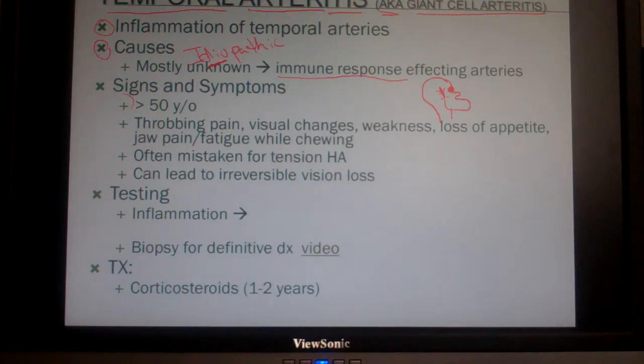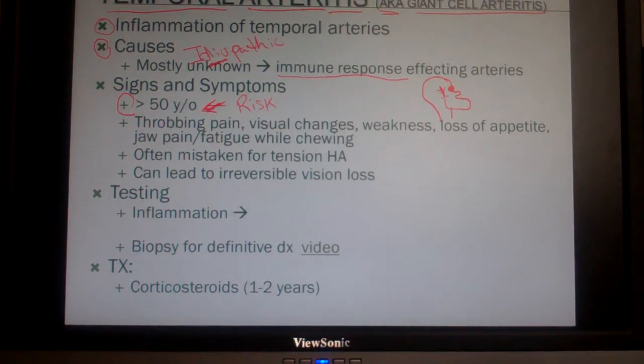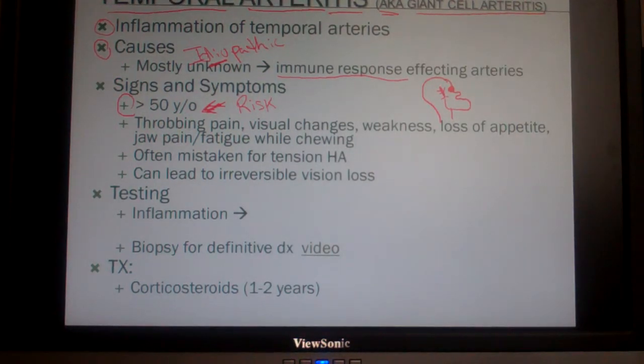Well, let's look at signs and symptoms, okay? These aren't signs and symptoms, are they? No, not really. This is more of a risk factor: 50 years or older. You can certainly get temporal arteritis when you're younger, but that's a risk factor thing, not a sign or symptom. Okay, throbbing pain. If you've ever had a temporal headache where it hurts in that region, sure. You can rub your temples and feel that temporal artery there.